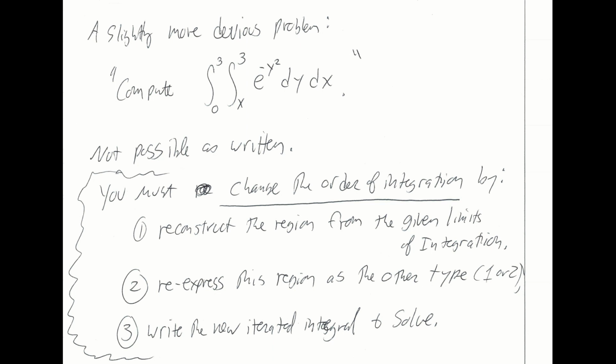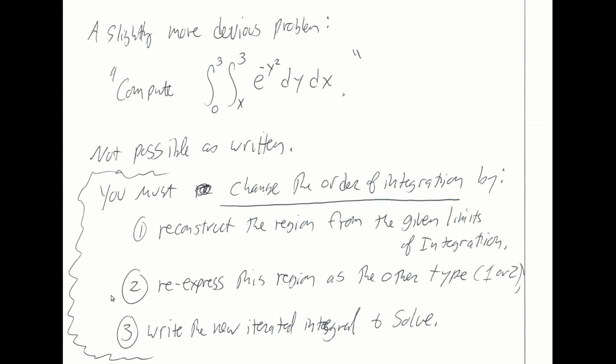We want to change the order of integration, and this is going to require us to first reconstruct the region from the given limits, and that means draw it. So take the limits that were given and draw them out, re-express this region as the other type, as a type 1 or type 2, and then rewrite the new iterated integral. Rewrite this iterated integral, which is a dy dx integral, as the new iterated integral, that being a dx dy integral.